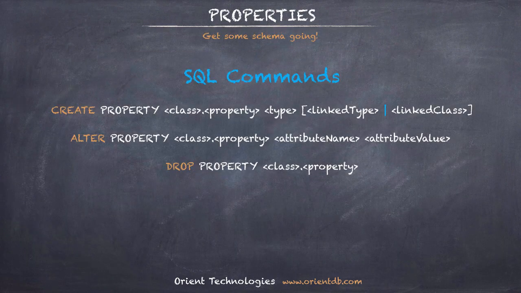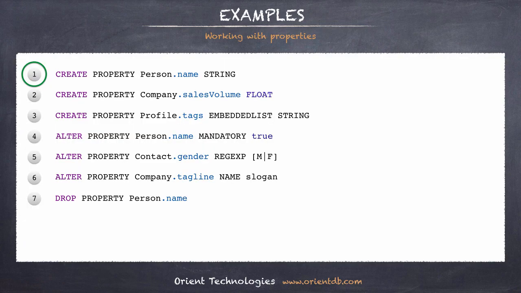Properties provide optional schema and rules to your data. They're very easy to work with and provide important functionality to your domain. You can create, alter, and drop properties. Some quick examples of working with properties: 1. Create a name property in the person class of type string. 2. Create a sales volume property of type float in company.